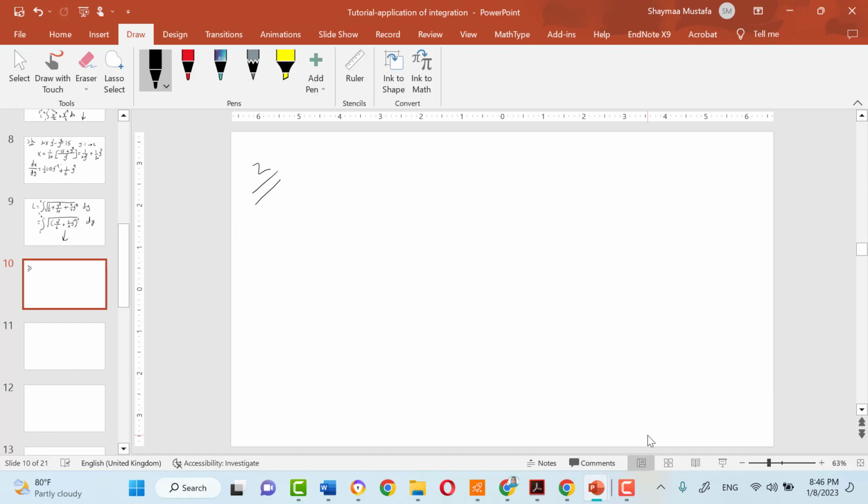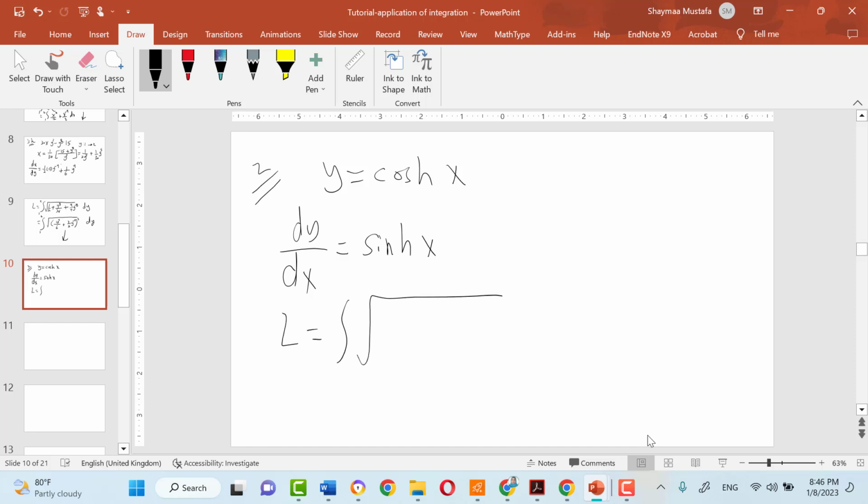So we have y is equal to cos x. We need to find the arc length. So you have dy over dx is sine x. I think this one easy integration because length will be the integral 1 plus dy over dx square, which is 1 plus sine square x dx from 1 until 2. 1 plus sine square is the integral from 1 until 2 cos square x.